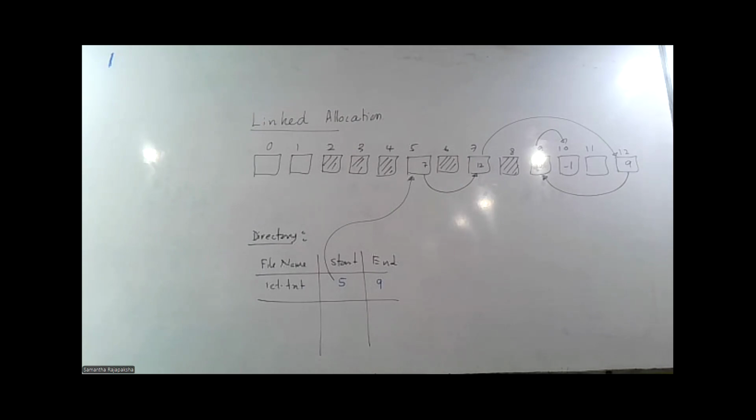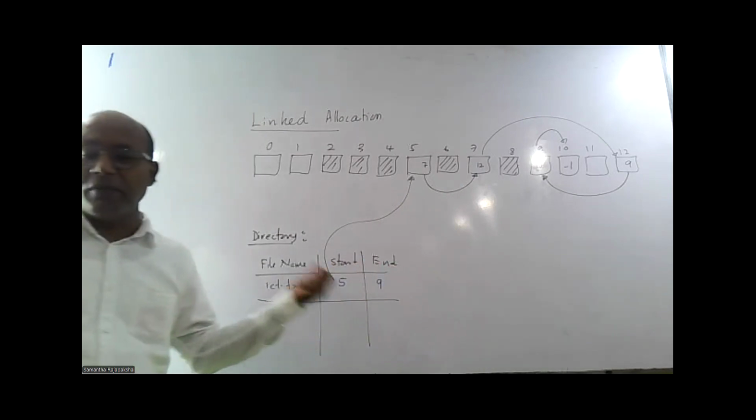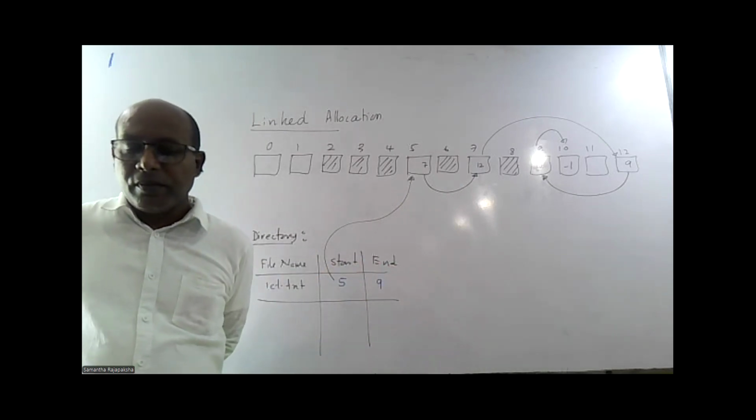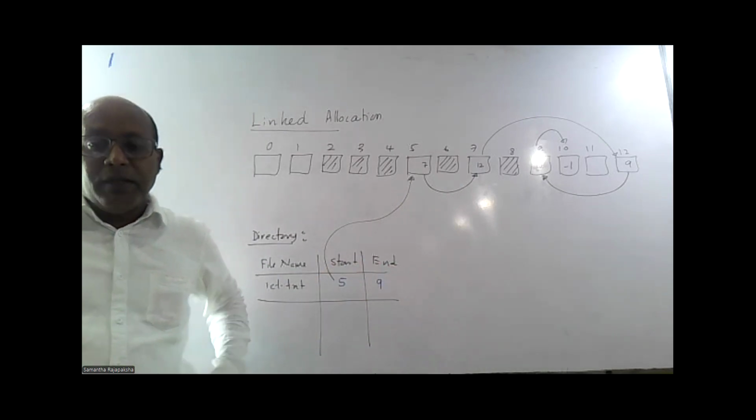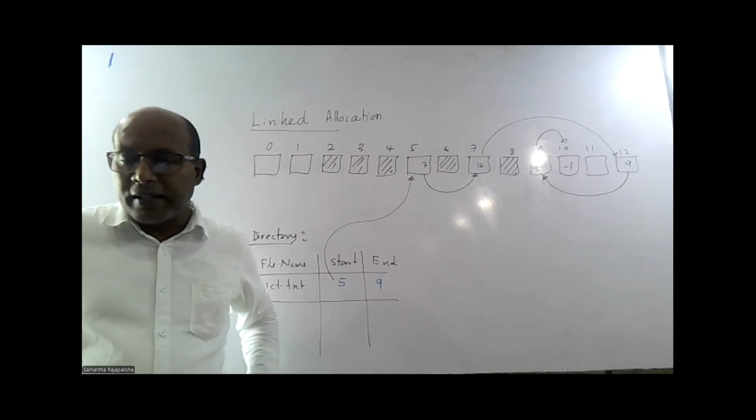Here we have space anywhere. You can just get a link. But sir, the first method is easy, no, sir? The problem is the file cannot grow. In the first method, the continuous method, the problem is the file cannot grow. But here the file can grow.